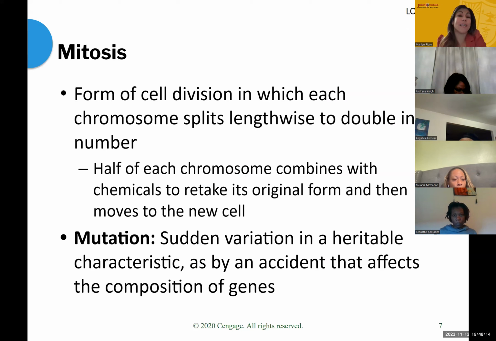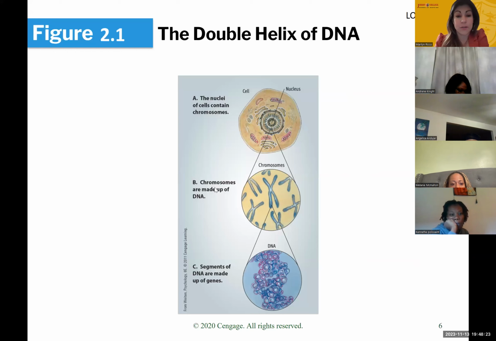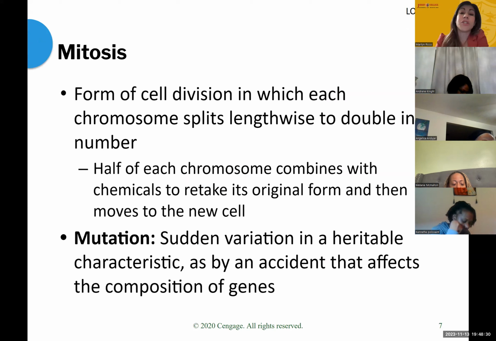So then we have what we call mitosis. It's the form of cell division in which each chromosome splits lengthwise to double in number, right? So think about those chromosomes and they split and they double in number. So half of each chromosome combines with chemicals to retake its original form and then moves to a new cell. We call that mutation. It's a sudden variation in a heritable characteristic, as by an accident that affects the composition of genes. So sometimes these genes may mutate and form differently, and they call it an accident, a composition of genes that wasn't supposed to happen.